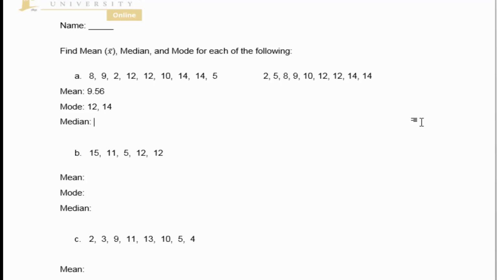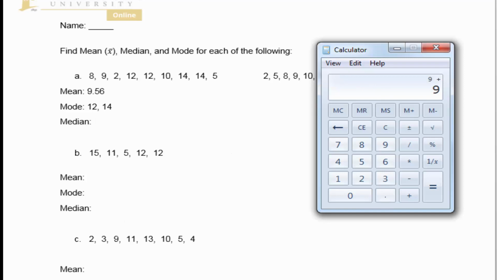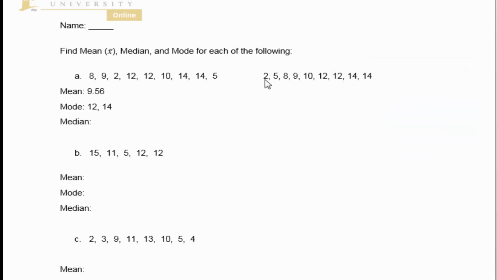To find the place of our median, it's n plus 1 divided by 2. So 9 plus 1 divided by 2 is 5. That tells us the place of our median. It's not our median score, it's the place. This 5 means our median is in the 5th place. So counting with our set that's in order, 1, 2, 3, 4, 5. 10 is going to be our median. 10 is the exact center of our data.